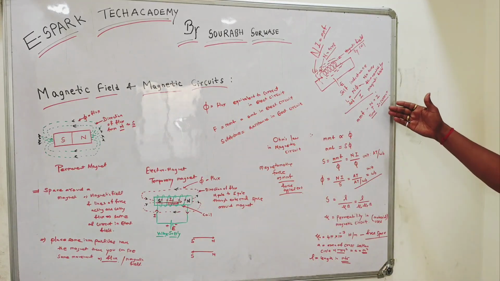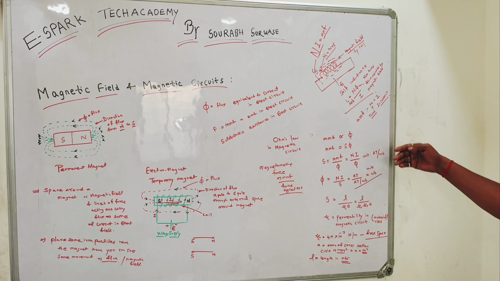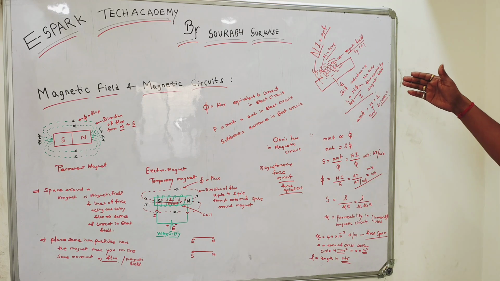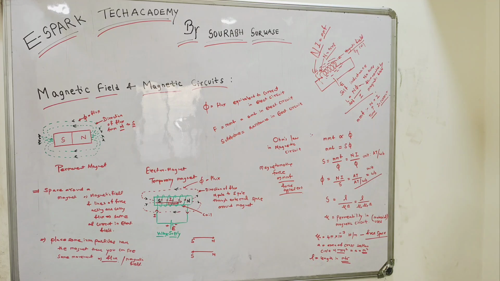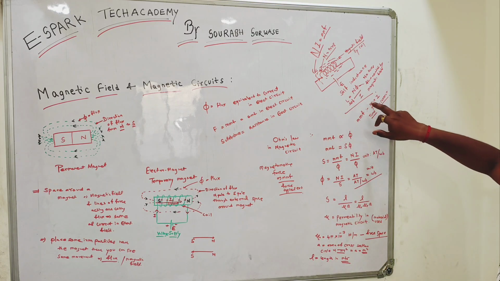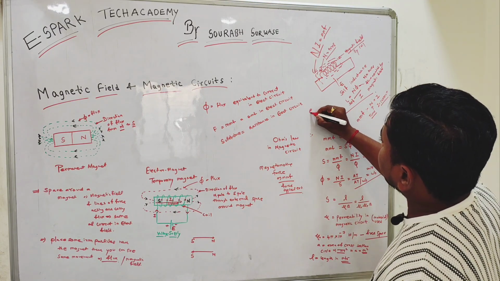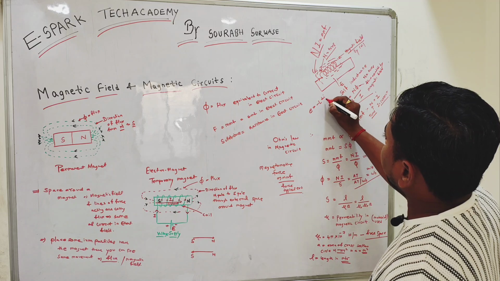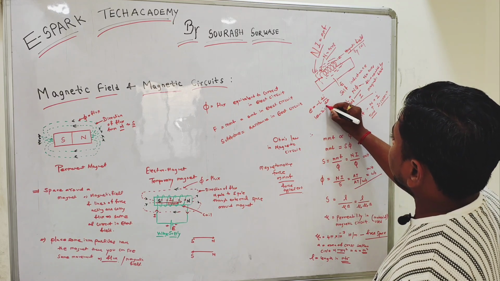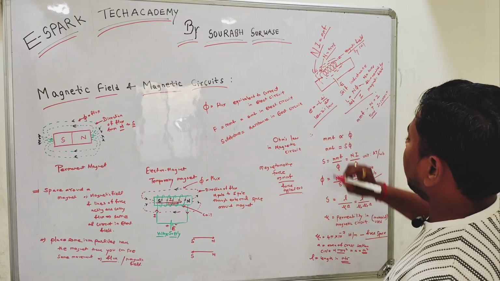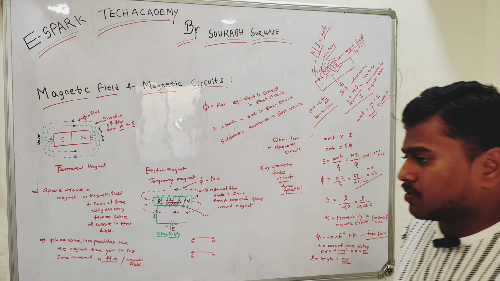Just now we have covered the MMF, flux, reluctance, and how, when current is passed through a coil, the EMF is induced in that coil. The EMF created here is minus L di by dt due to Lenz law. Now I will be teaching you what actually Lenz law is. Just go through it.